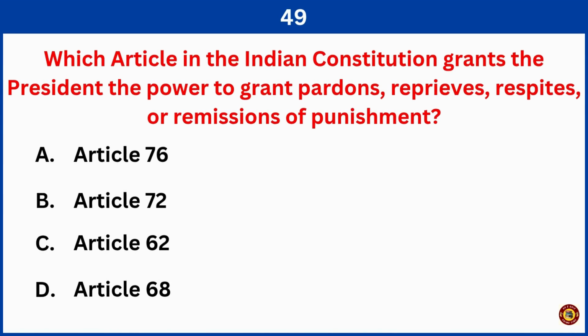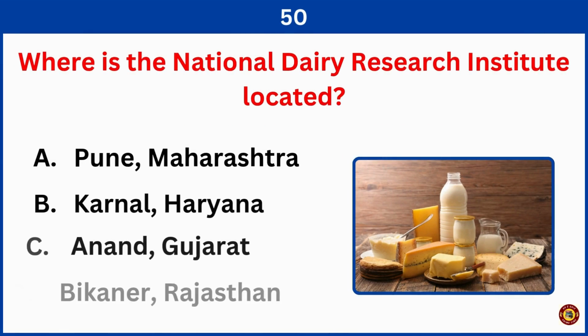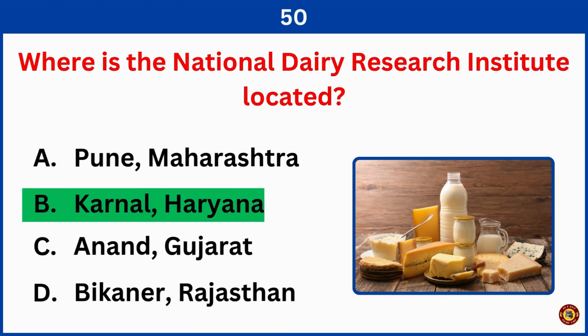Which article in the Indian Constitution grants the President the power to grant pardons, reprieves, respites, or remissions of punishment? Right answer is option B, Article 72. Where is the National Dairy Research Institute located? Right answer is option B, Karnal, Haryana.